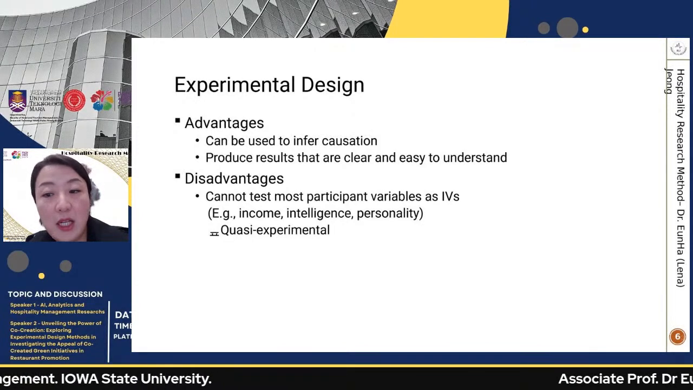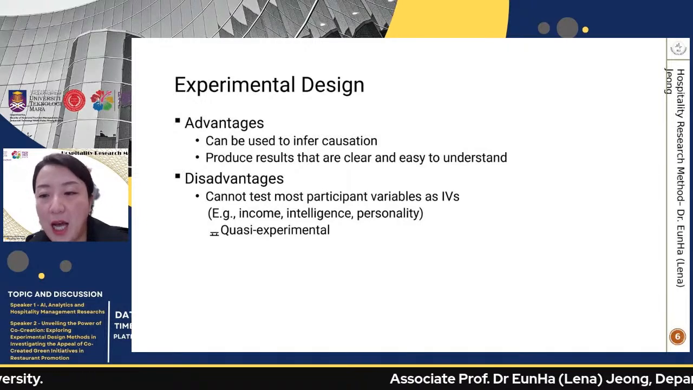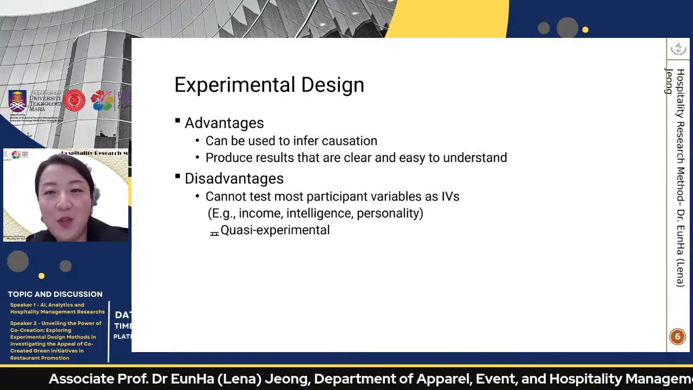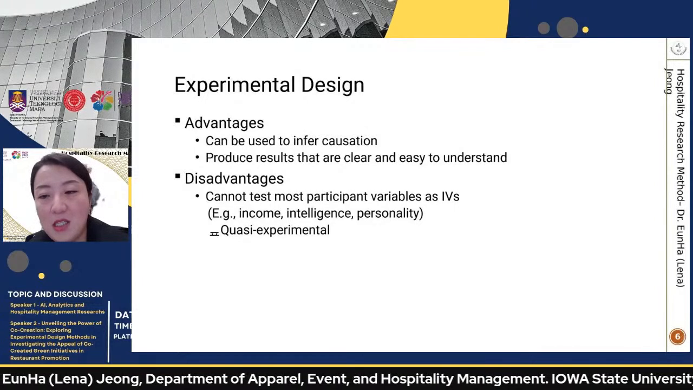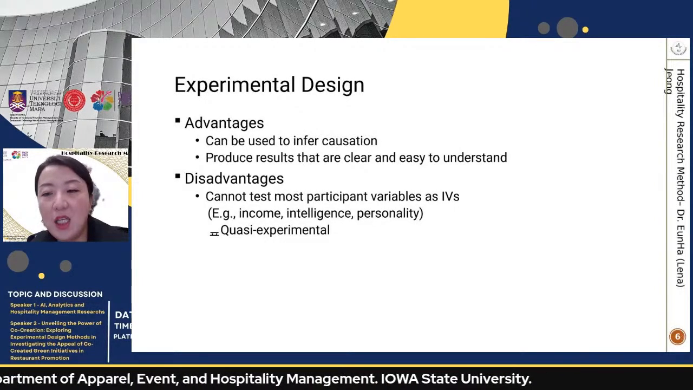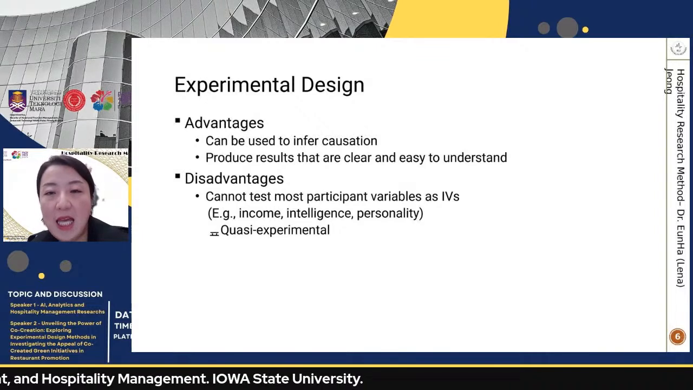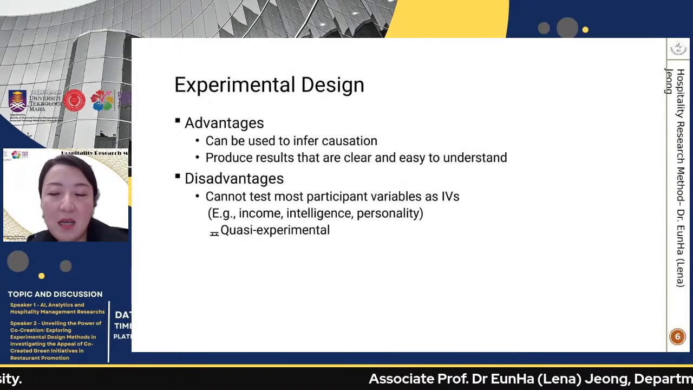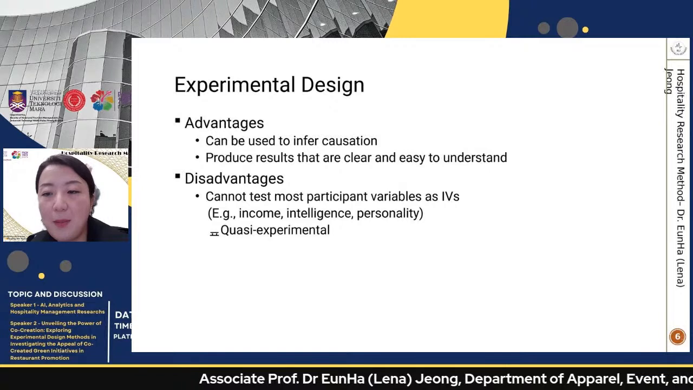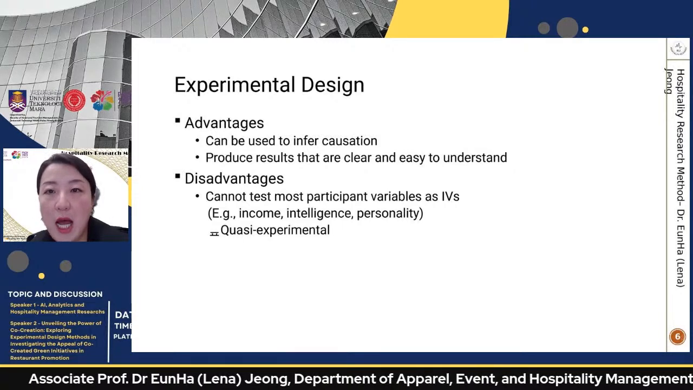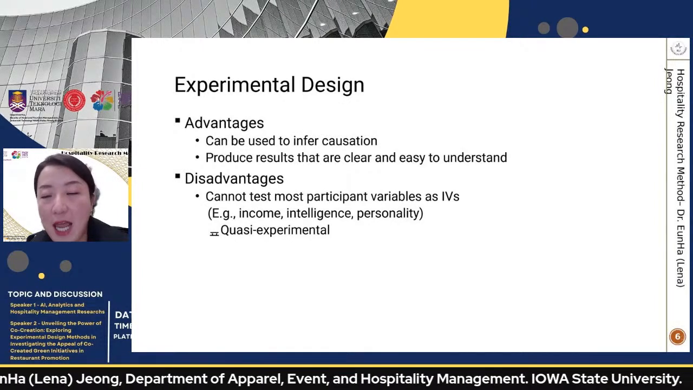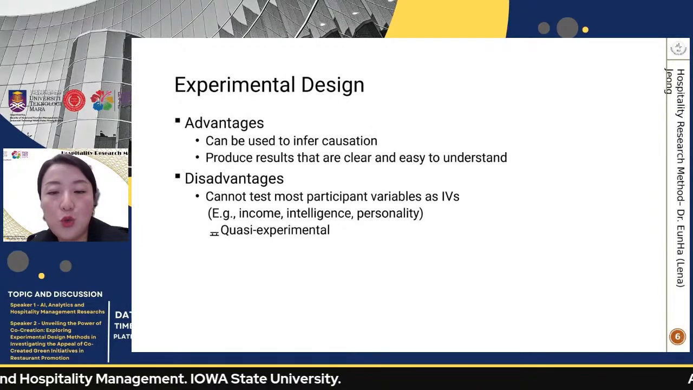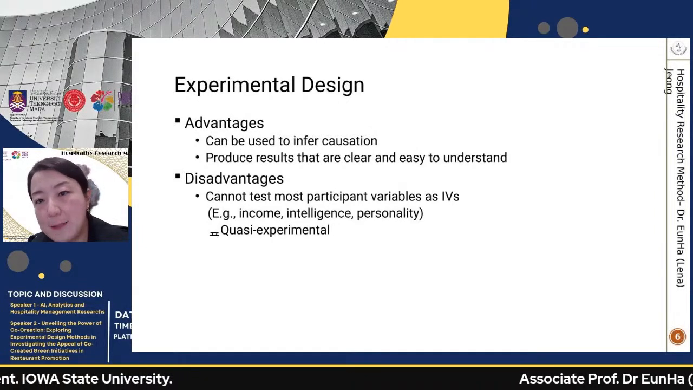You can still measure the level of intelligence and the level of income and assign people to different groups, high and low, but it is not random assignment. So in this case, we can use something called a quasi-experiment. I don't know if you have heard of this, but it can generally be used to establish causality in a situation where researchers are not able to randomly assign subjects into different groups, or there is no control group available in the experimental study.